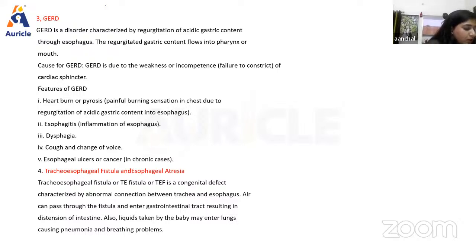Tracheoesophageal fistula is often associated with esophageal atresia also, and atresia is another congenital defect in which the esophagus is shortened and closed, forming a blind pouch at any level along its length. So we have also covered four disorders that are related with the stages of swallowing.